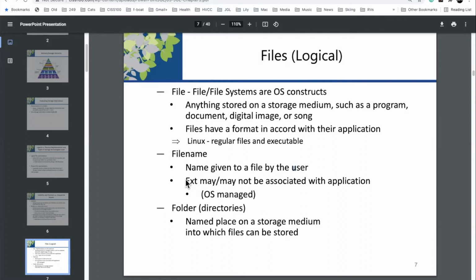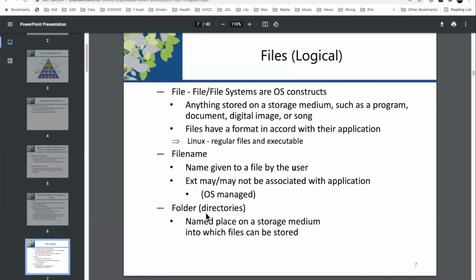We know about extensions: .mp3, .docx, .xlsx for Microsoft Excel, okay? And typically, they're associated with an application, but not necessarily so. This is operating system managed, and not all operating systems will attribute or actually associate an extension with an application. Okay? This is overhead. We'll actually have to assess this when we look at operating systems.